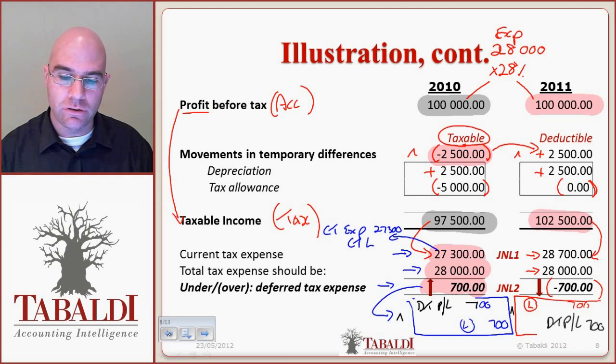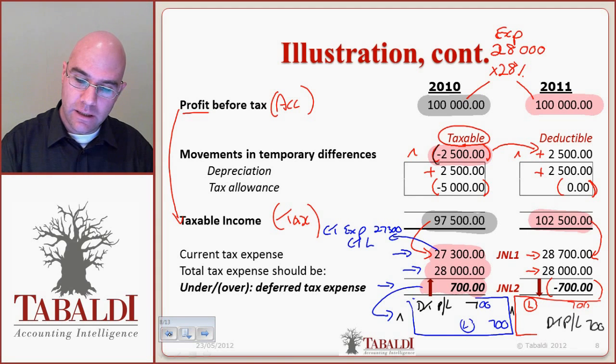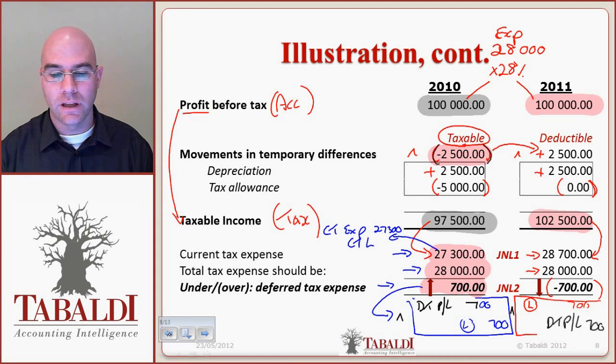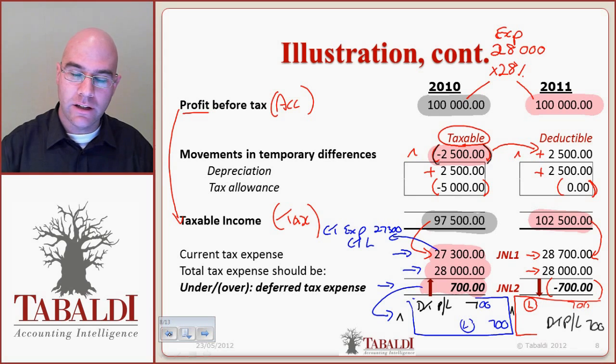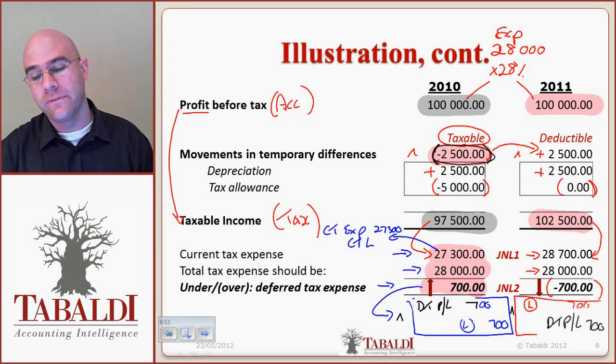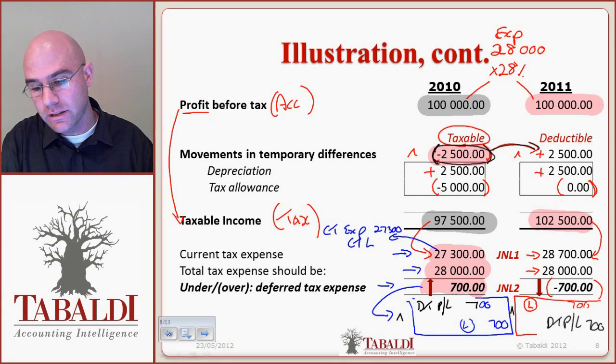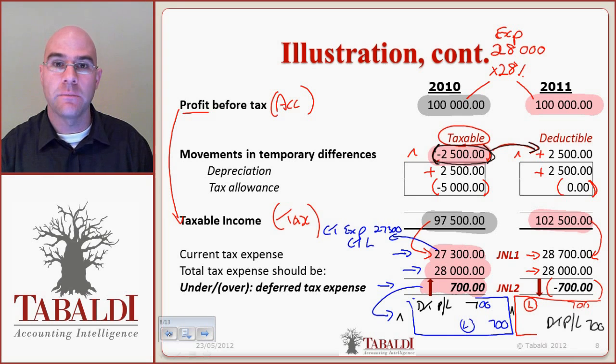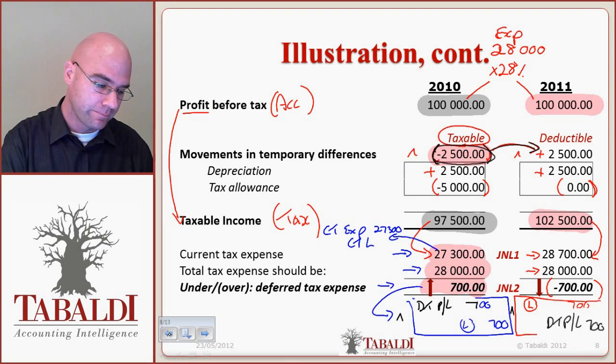The check that I always use is taking my movements in temporary difference in my current tax computation. I look at that negative 2,500. I know negative here means that I've decreased taxable income this year. Therefore, when it reverses in the future years, it will increase taxable income and therefore increase tax expense. Therefore, it's a taxable temporary difference.